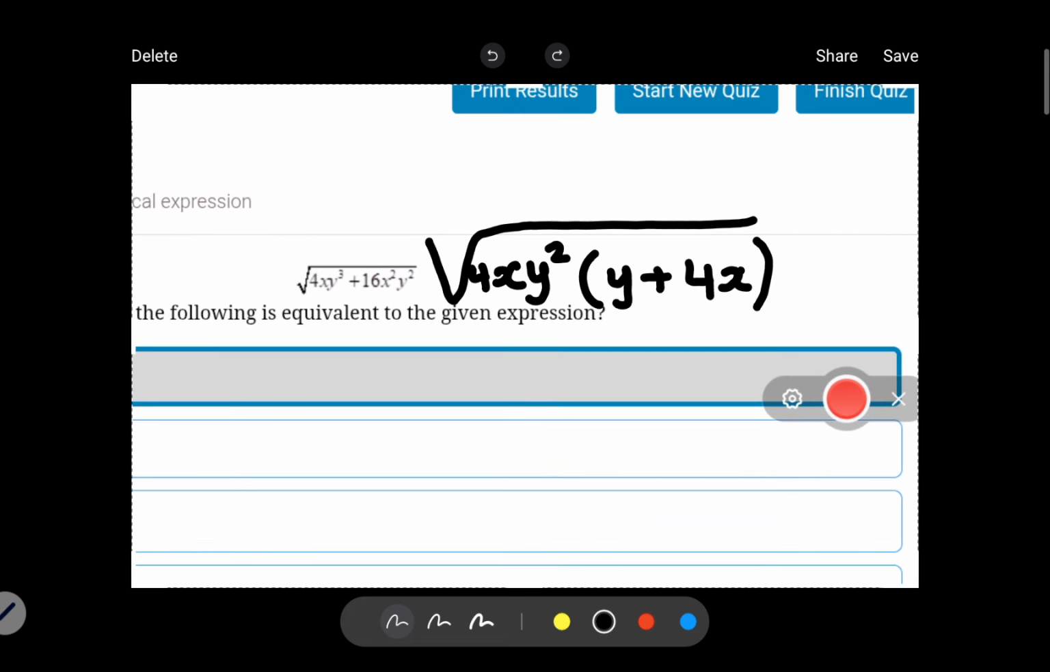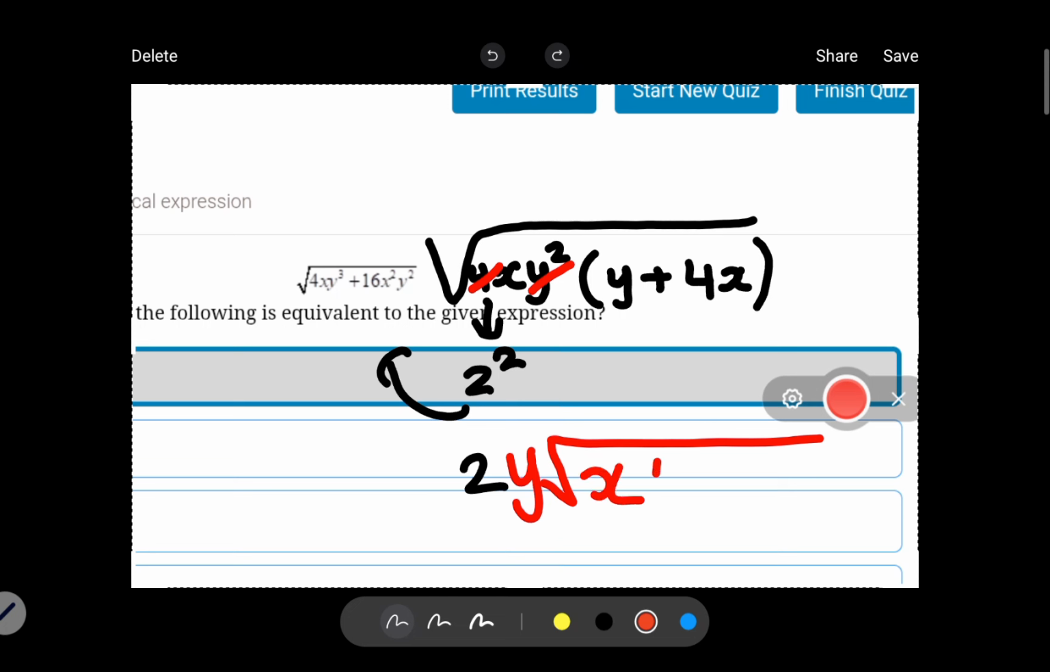Okay, now here we can take out 2 to the power of 2, so we can take out 2. Also here, because it's to the power of 2, this and this will go out. So it's 2 and then y and then just a radical x, then y plus 4x.